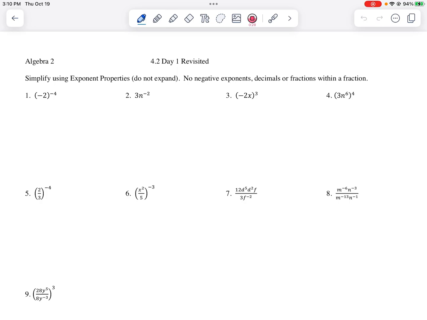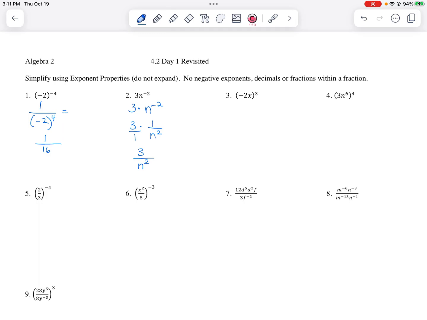So in number 1, if I have -2 to the -4, this means I take 1 over, the -2 is in a parenthesis. Now, you take -2 times -2, which is 4, and then 4 times -2 is -8. -8 times -2 is 16. In number 2, there's no parenthesis, so this means 3 times n to the -2, and that'll be 3 times 1 over n squared. Now that 3 is 3 over 1, so that's 3 over n squared.